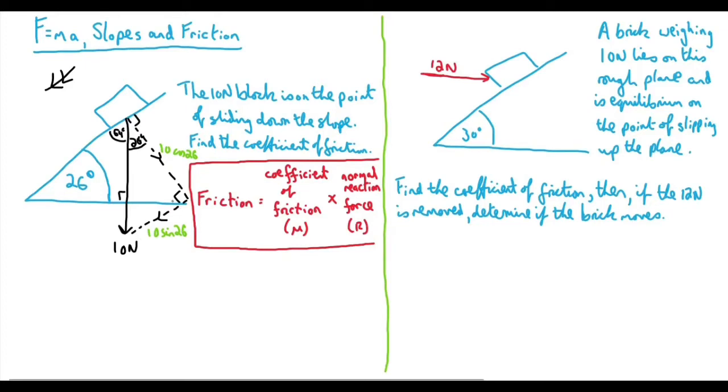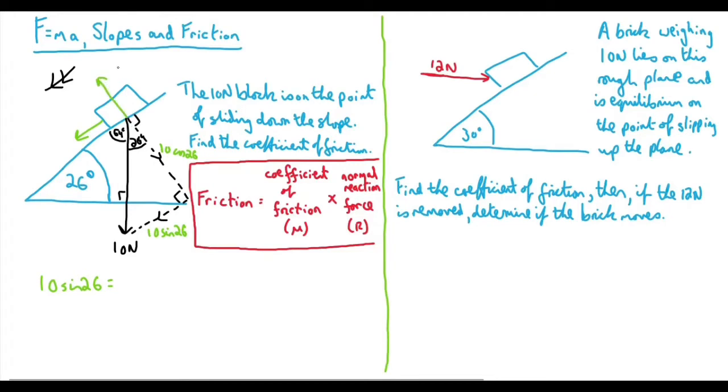So the 10 sine 26 is the part of the weight that would be pulling the block parallel to the slope. We can imagine that that force there is acting directly on the block this way. That is your forward force, so 10 sine 26. But because it's in equilibrium, this will then equal the reverse force, the backwards force. Right now, we don't have a backwards force labelled on here, but that's because we haven't labelled every force that's on this diagram. Something else we need to add is the normal reaction force.